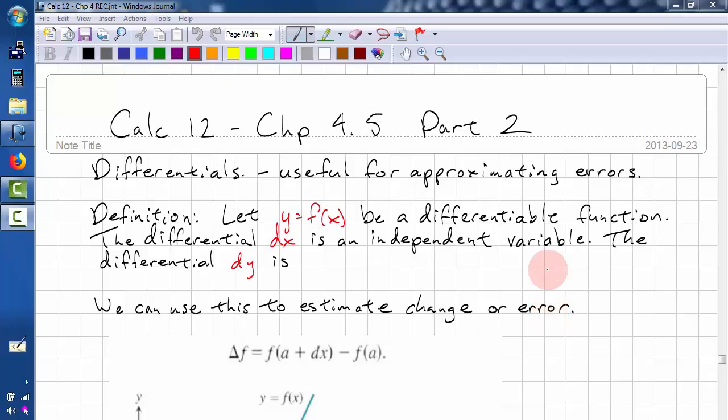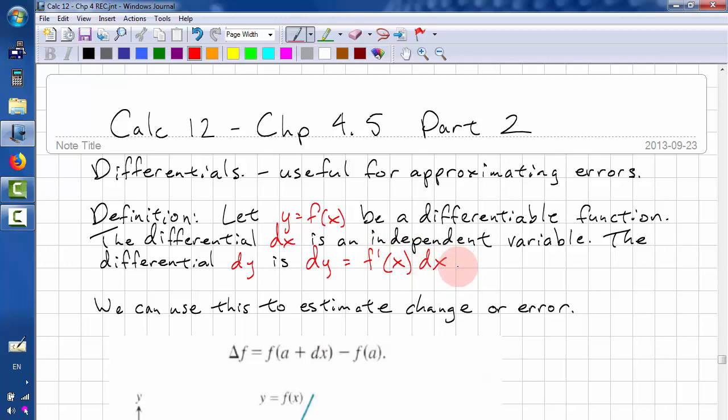This is Calculus 12, Chapter 4.5, Part 2. We're going to be looking at differentials, and they're useful for approximating errors. This is closely related to linearization, and the definition is: let y equals f of x be a differentiable function. The differential dx is an independent variable, and the differential dy is f prime of x dx.